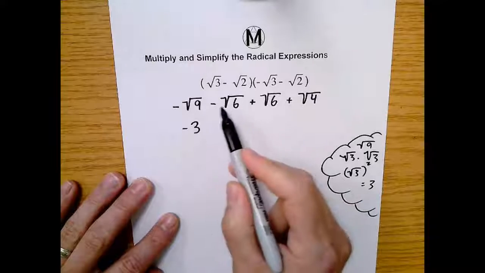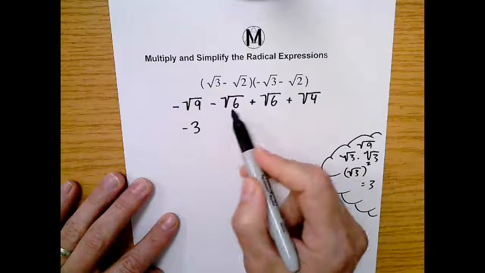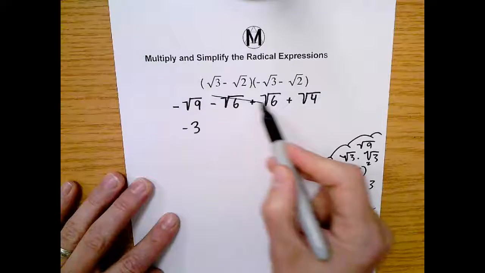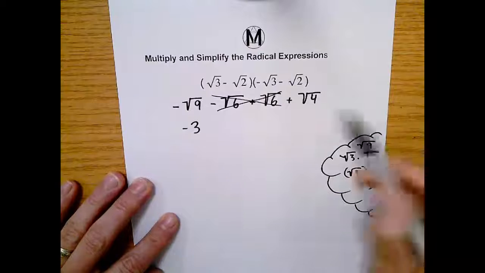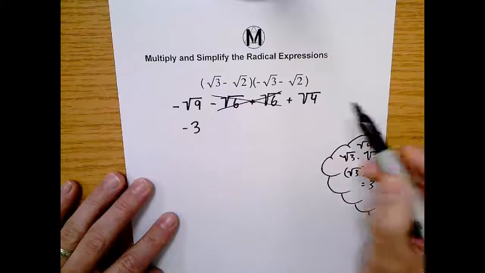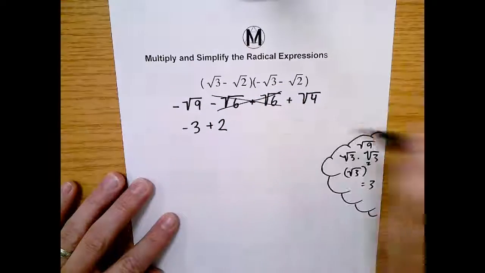So now you have minus root 6 plus root 6. Well, those are opposites, right? If you have a minus root 6 and a plus root 6, when you add those together, you get 0. So these actually go away. Goodbye. And then the final thing here we have is plus root 4. Well, the square root of 4 is 2, so that's plus 2.